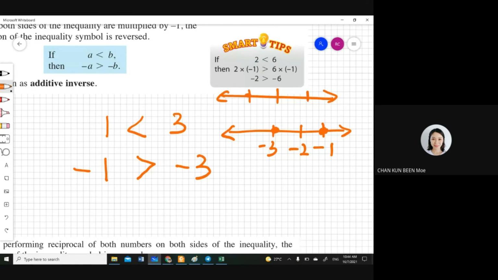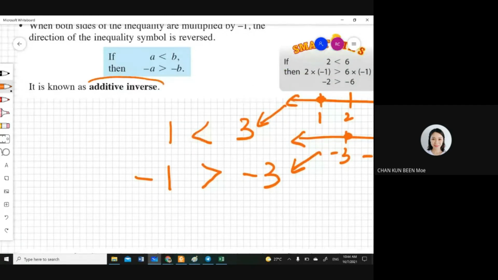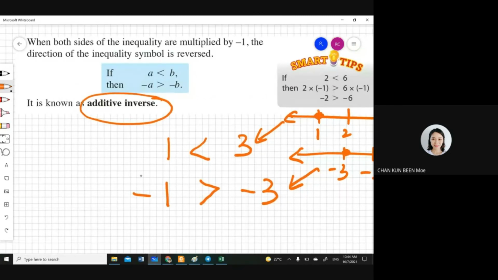1, 2, 3. So this is 1, 2, 3. 1 is less than 3. It's on the left. So also correct, right? So it proves that when you multiply with a negative number, it is reversed. So we call this additive inverse, the first one. Additive inverse. Means over here, you multiply with a -1, you are going to get a reverse sign of the inequality. Okay?